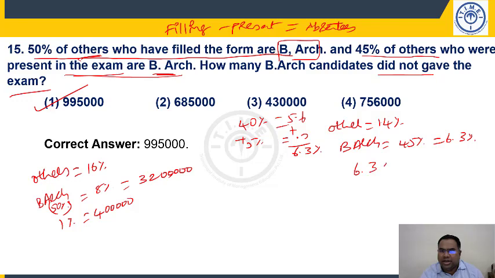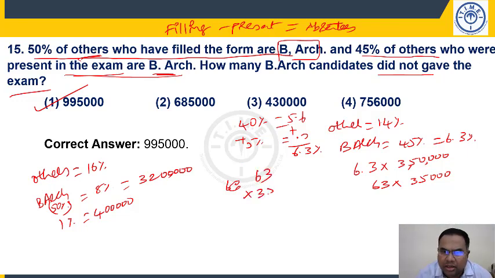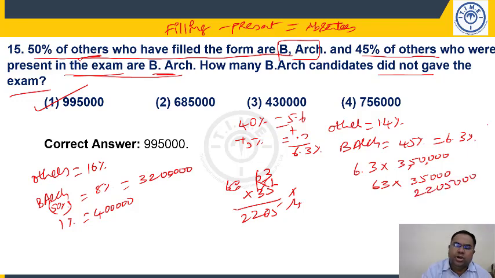So 6.3 is 45% of the 14%. So 6.3 into 1% value, which is 3,50,000. I'm saying simply multiply 63 into 35 followed by 3 zeros, because I'm removing the point. So 63 into 35. Rightmost digits multiply, 15, 1 carry forward. Cross multiplying, 30 plus 9 is 39, plus 1 is 40, 4 carry forward. Leftmost digits, 18 plus 4 is 22. So it is 22 lakh 5,000. 32 lakhs minus 22 lakh 5,000 is 9 lakh 95,000, right?